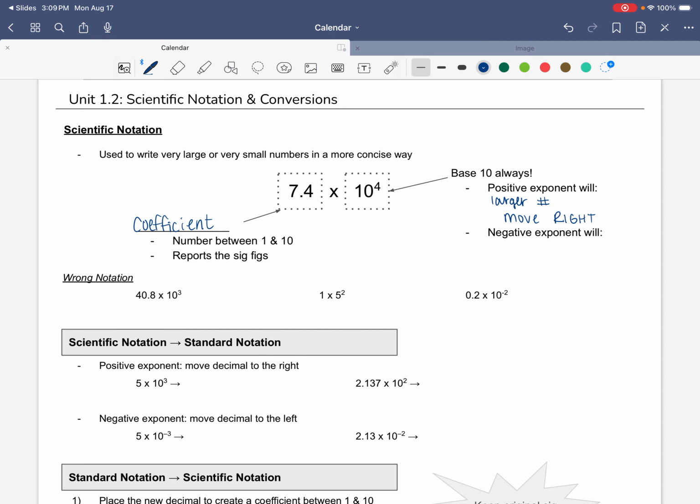If we have a negative exponent, you should think of very small numbers. Usually it's going to be smaller than 1, so it's going to be a decimal number. If we were to convert this scientific notation with a negative exponent, we're going to move the decimal to the left.